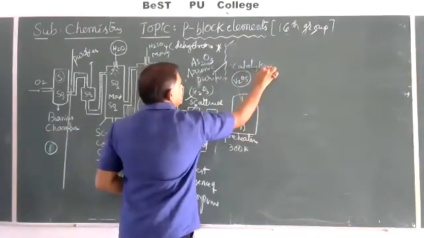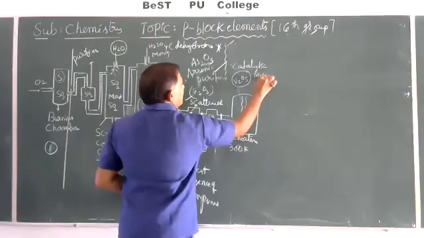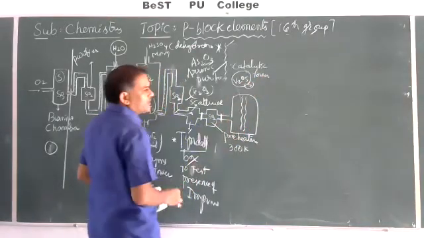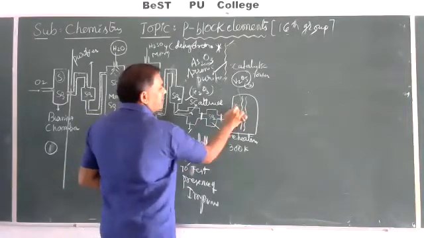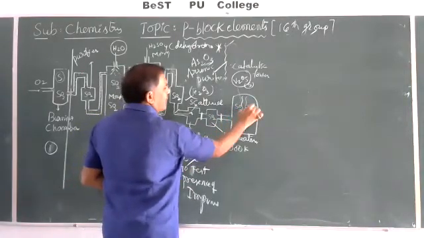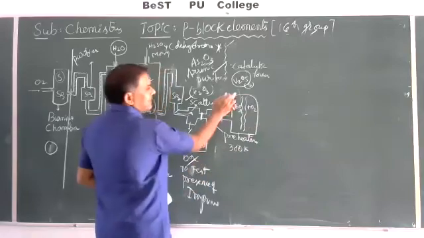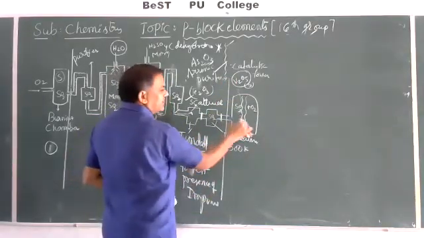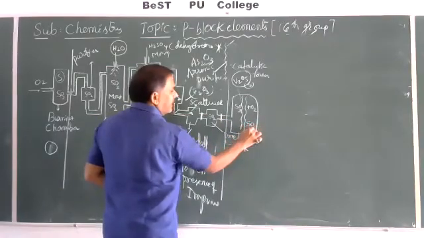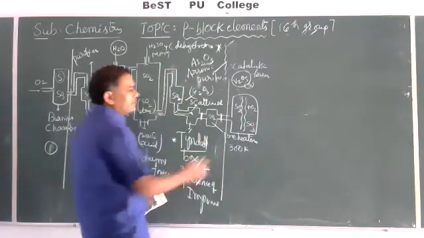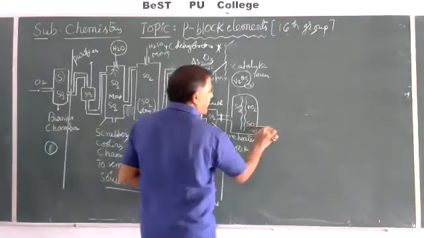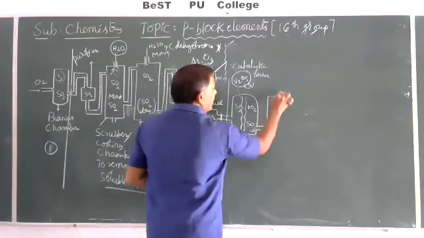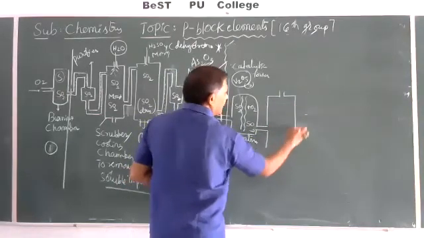This catalytic tower contains solid vanadium pentoxide. This sulfur dioxide reacts with oxygen. That is the second important step, that is catalytic oxidation. It gives sulfur trioxide gas. The obtained sulfur trioxide gas, pure and dry, again we can pass into another tower.